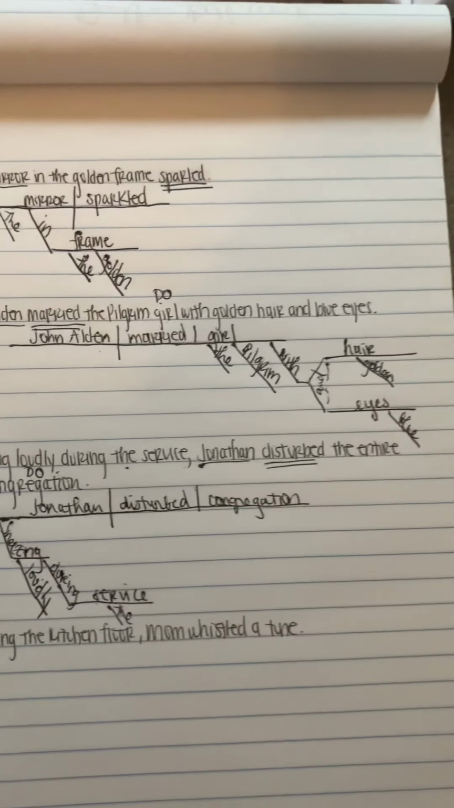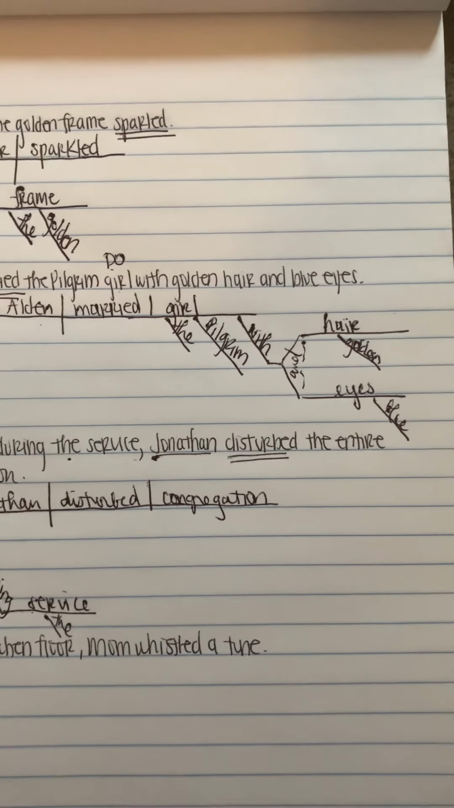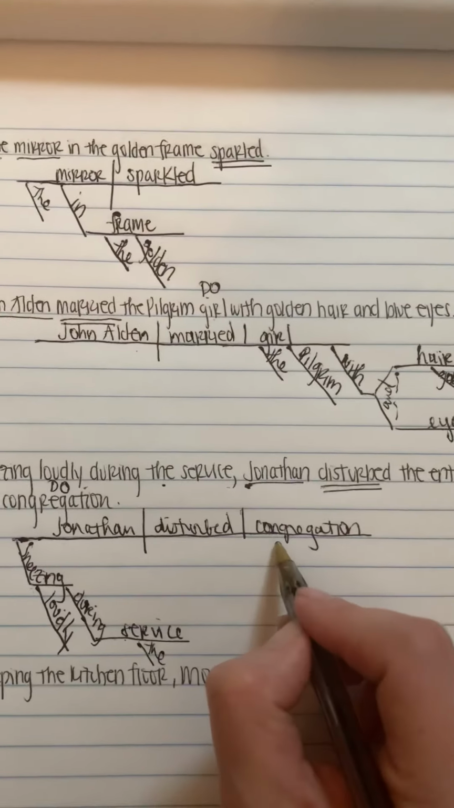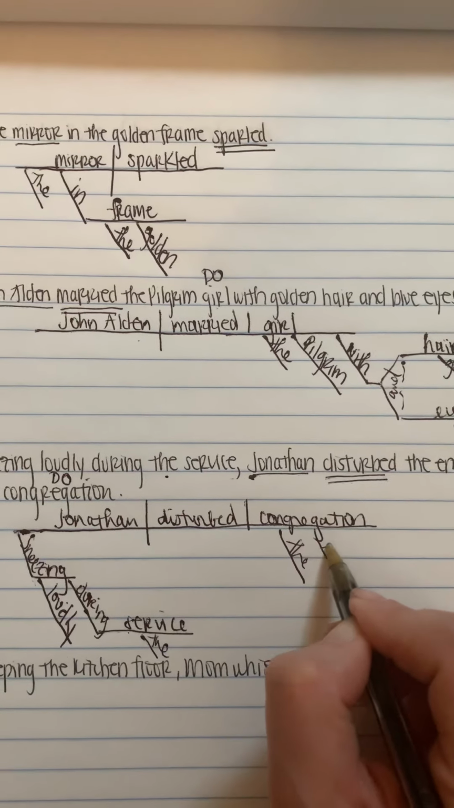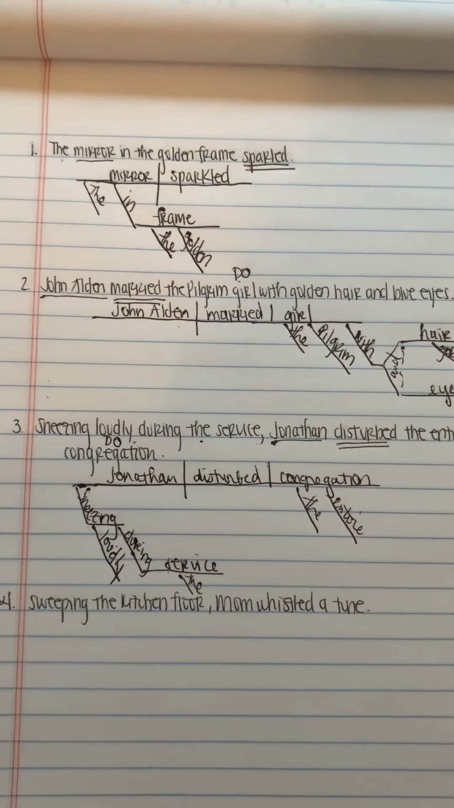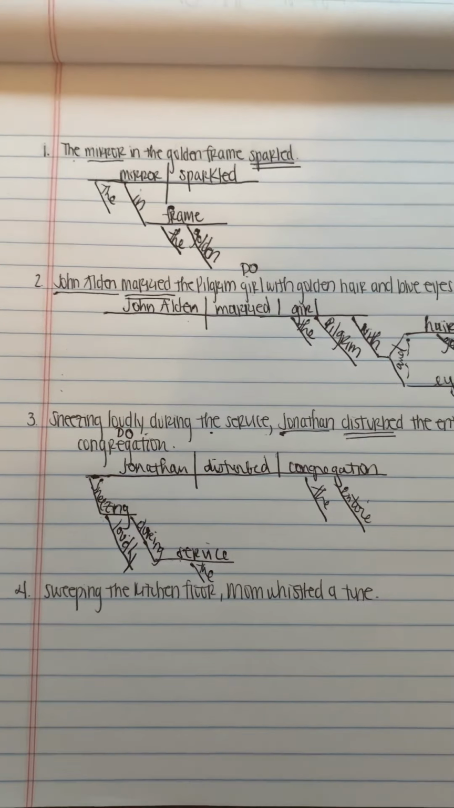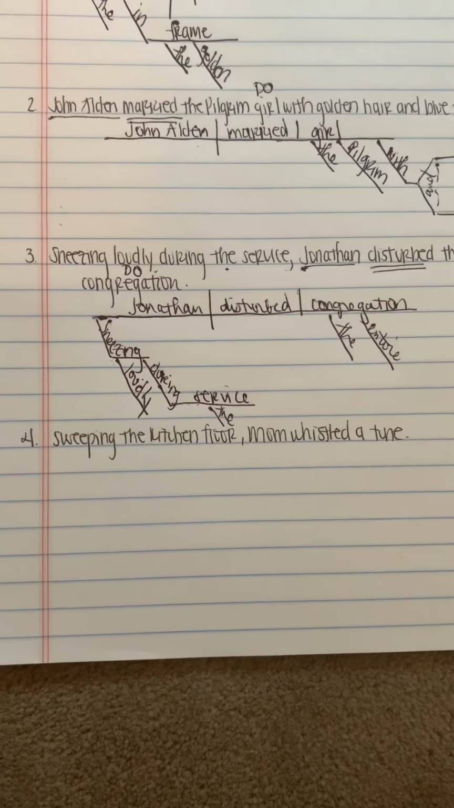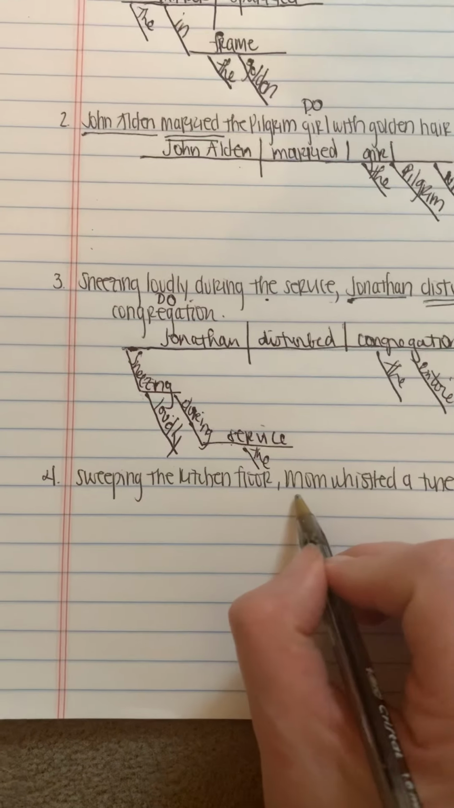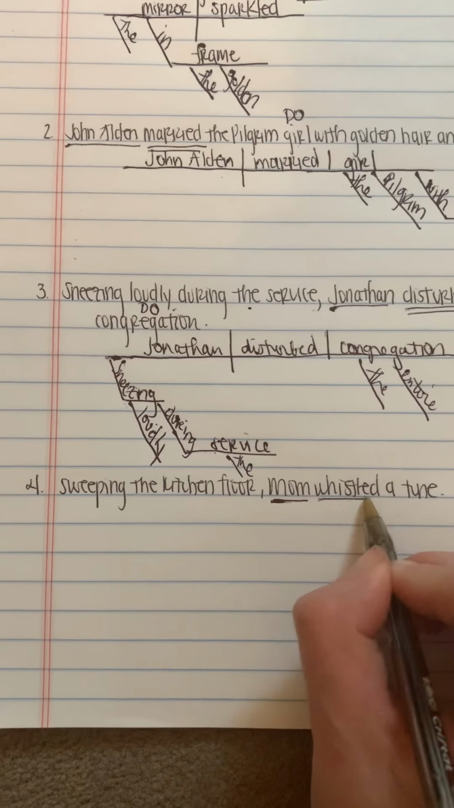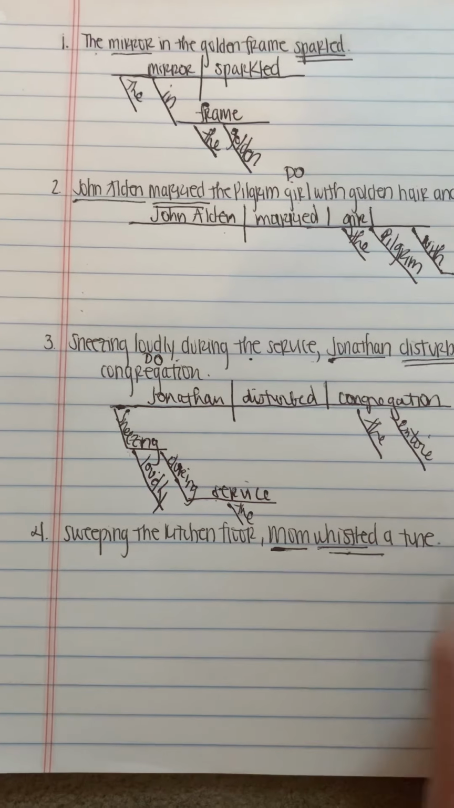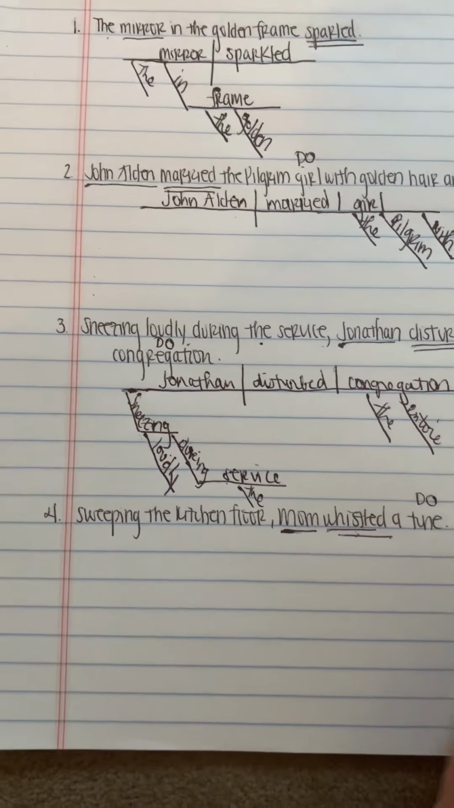But we're not done yet. We still have 2 words left. The and entire. The and entire both go under what? You got it, congregation. So the goes first. Entire is second. And there you have the third diagram done. Okay, number 4. Sweeping the kitchen floor, Mom whistled a tune. What is your subject? Mom. What was she doing? She whistled, and then she whistled what? Tune.